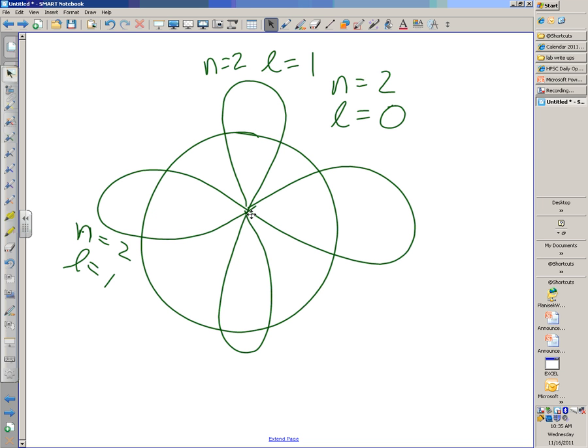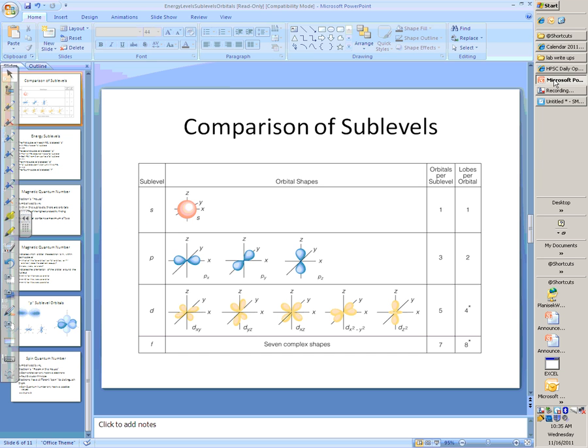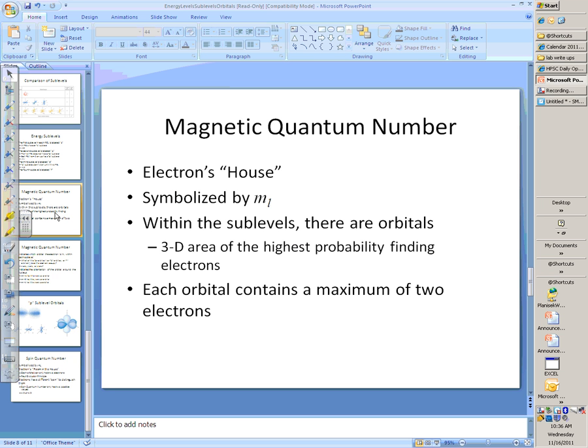Kirsten, go ahead. Okay, so you said they were different, but you just wrote down they were the same. They have the same first two numbers, but if you go back to one of the first things we wrote down in this packet, how many quantum numbers are there? 4. Okay? We're only halfway done. The next thing that we talk about is the magnetic quantum number.